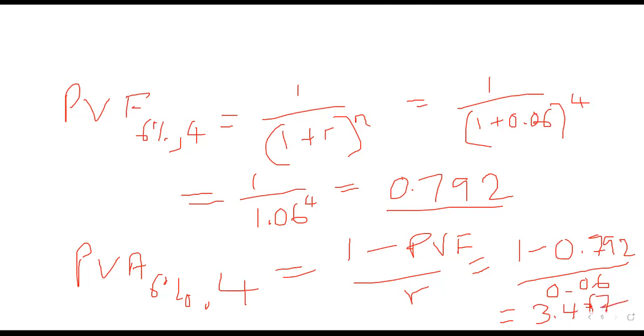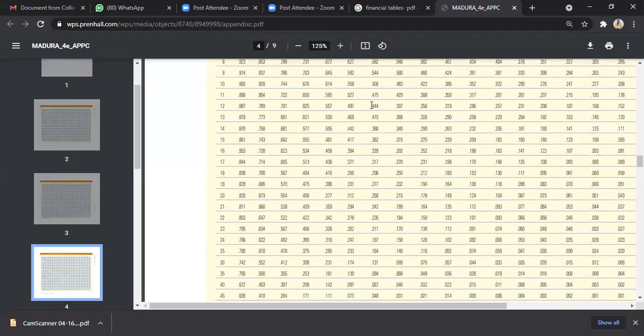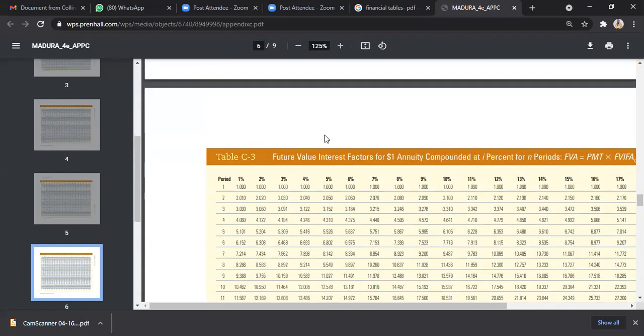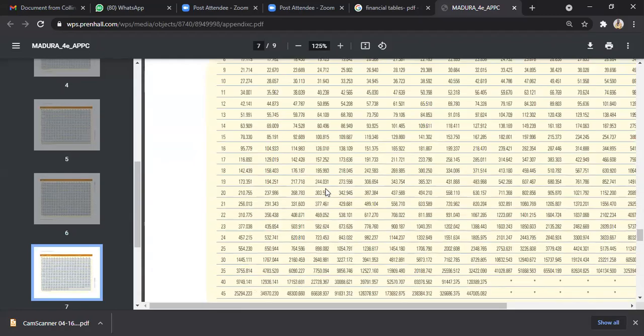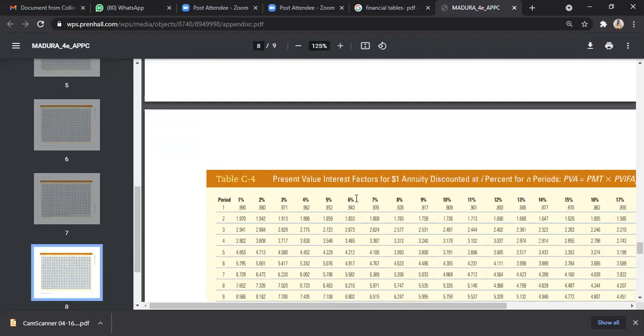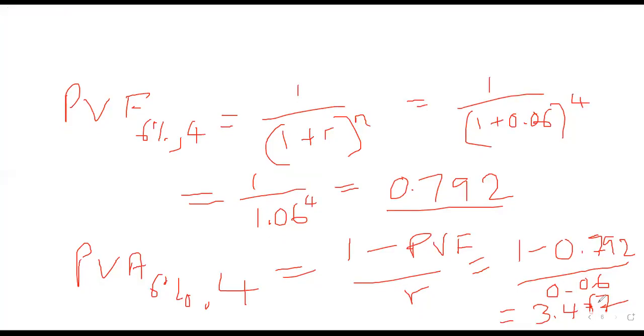Again here, you could also use a table. Go and check under the present value annuity, not interest factor, annuity. So this is a future value, and this is the present value annuity, under 6%, under 4. So you have 3.465. We found 3.467. Okay, we're still within range.